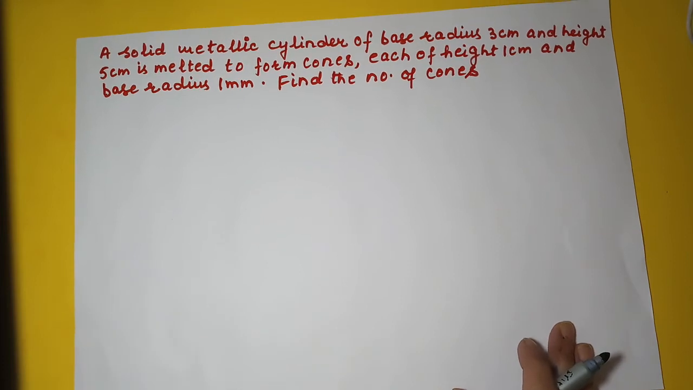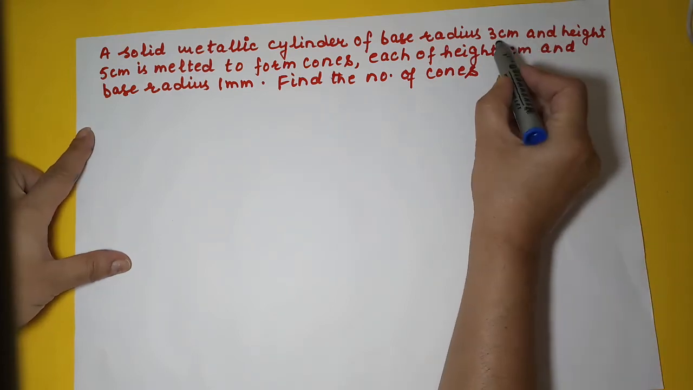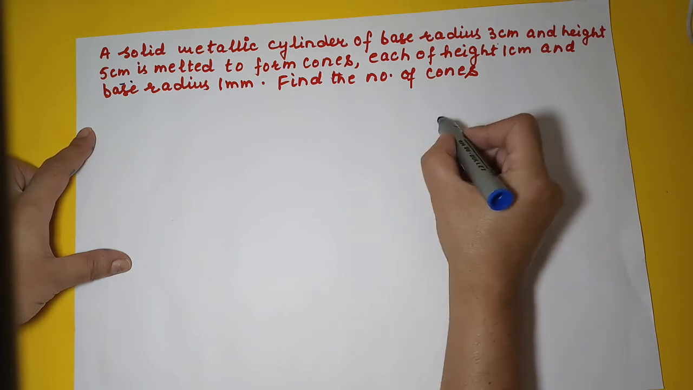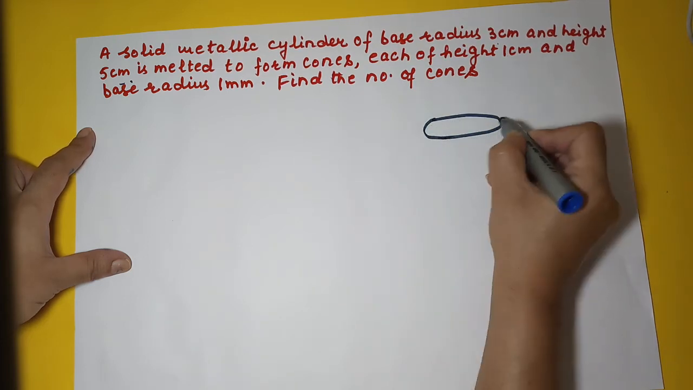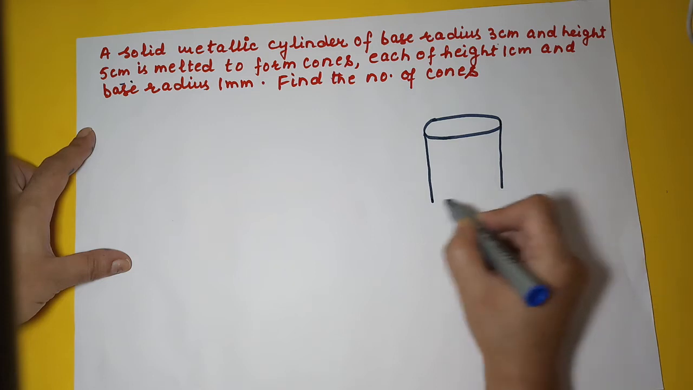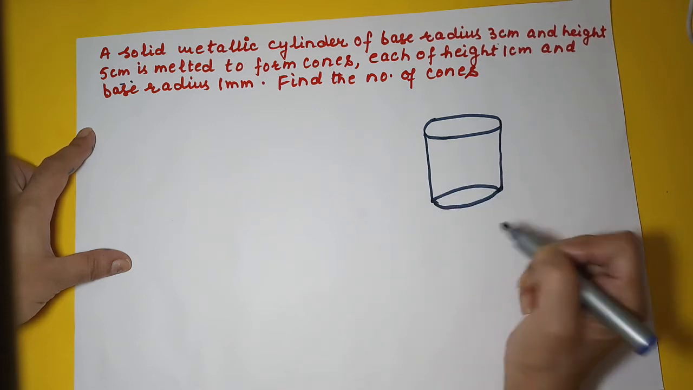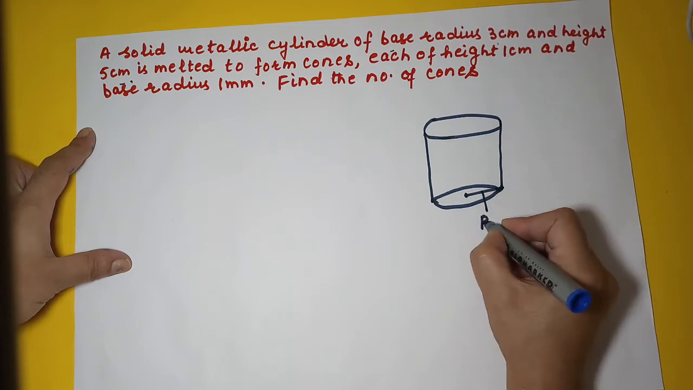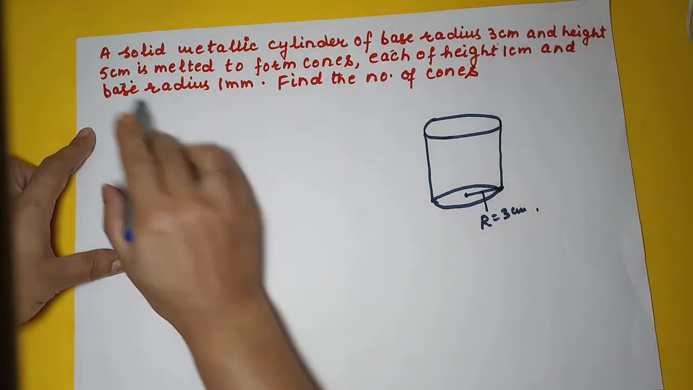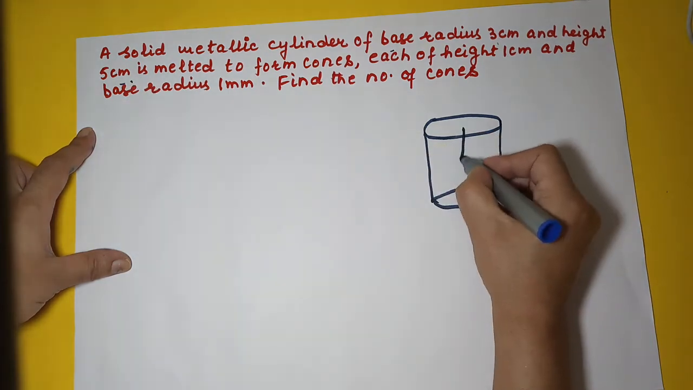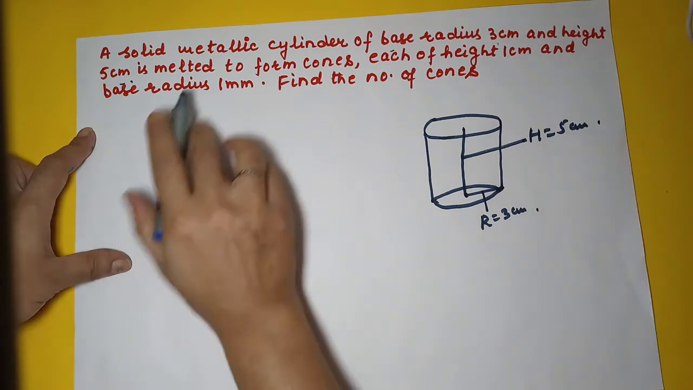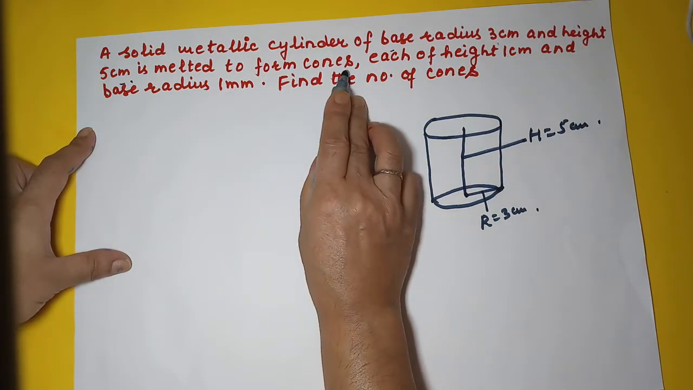Okay. Now the next one. The next question is saying that a solid metallic cylinder of base radius 3 centimeters and height 5 centimeters is melted. Okay, let's make this cylinder. This is the cylinder. Base radius is 3 centimeters, so let this be capital R. This is 3 centimeters. Height, let this be capital H, is 5 centimeters. It is melted to form cones.